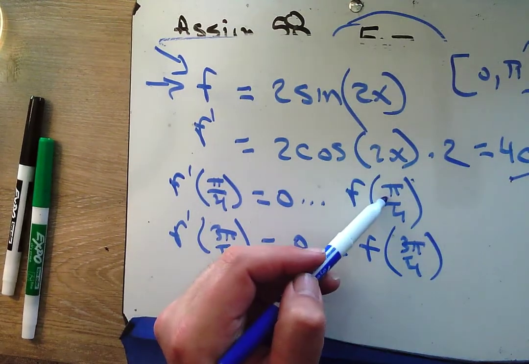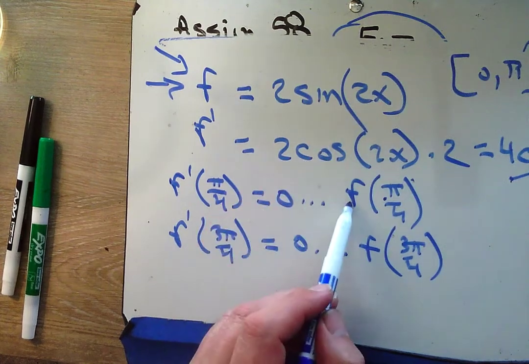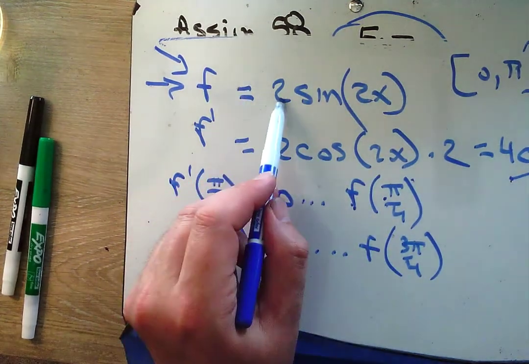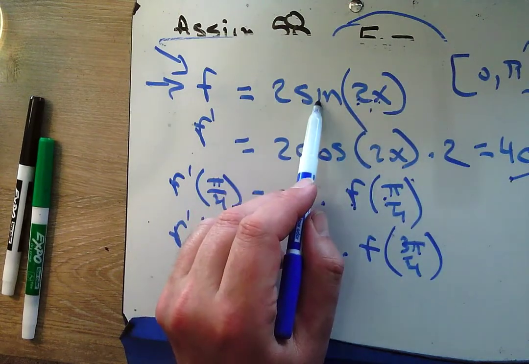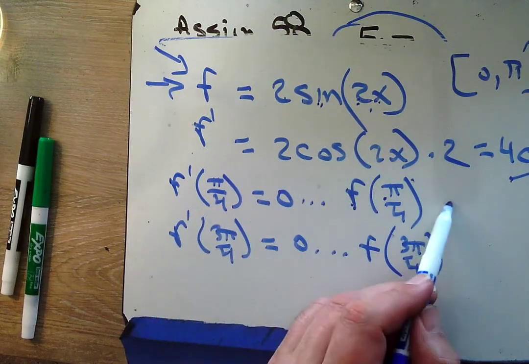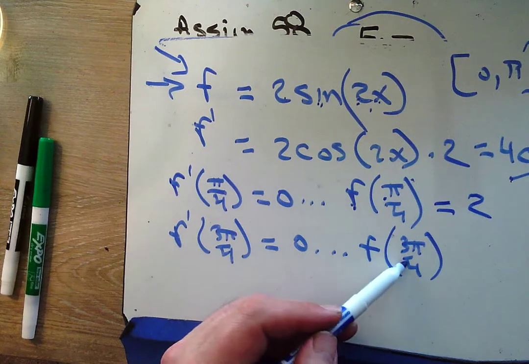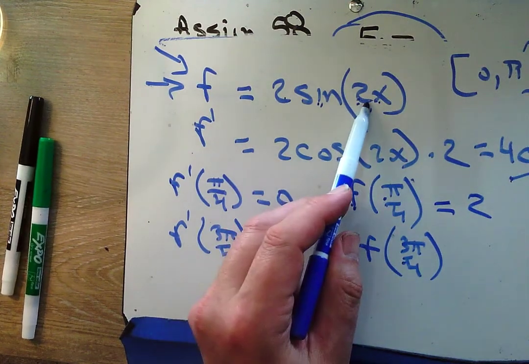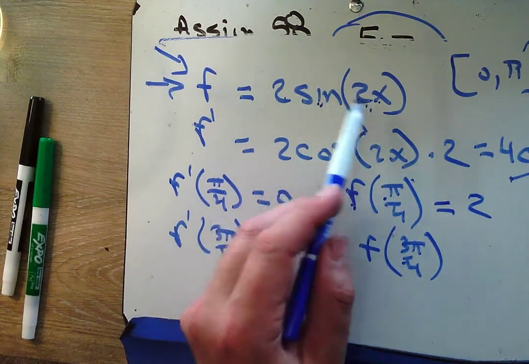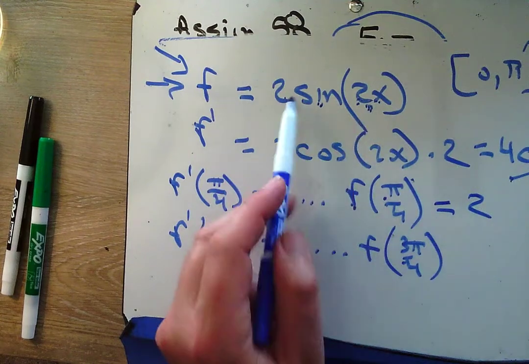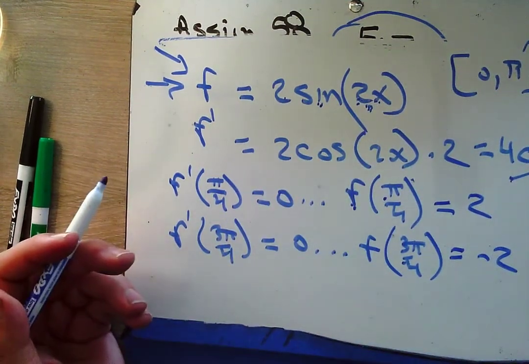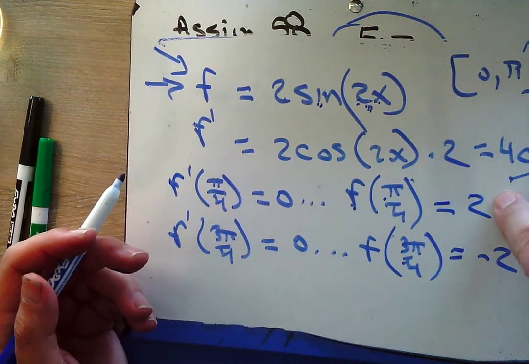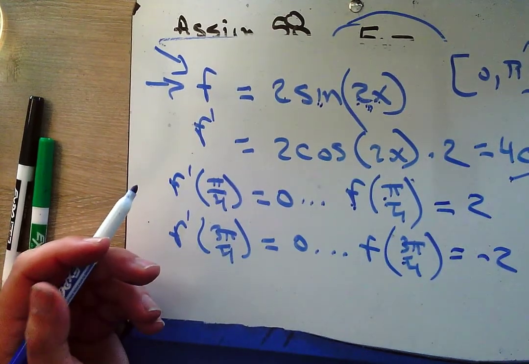So I'm going to take this pi over 4 and plug it into f. So 2 times pi over 4 is pi over 2. Sine of pi over 2 is 1. 1 times 2 is 2. And 3 pi over 4 times 2 is 3 pi over 2. The sine of 3 pi over 2 is negative 1. Negative 1 times 2 is negative 2. And what I can say is, this one's lower than that one, and therefore that one's a min.